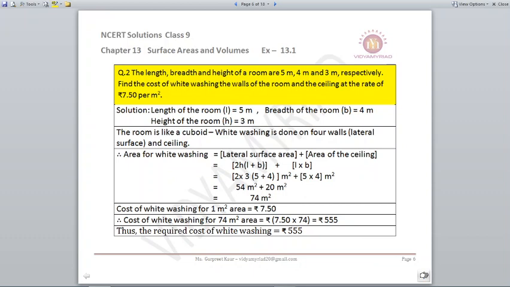And they are telling you for 1 meter square the price is rupees 7.50. So what will be the price for 74 meter square? You will multiply with the rate, that becomes rupees 555.